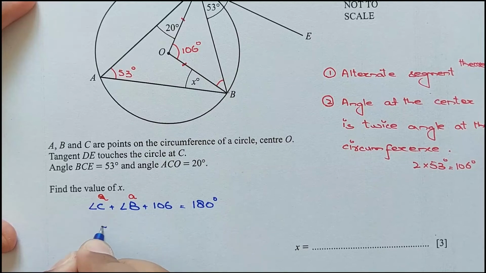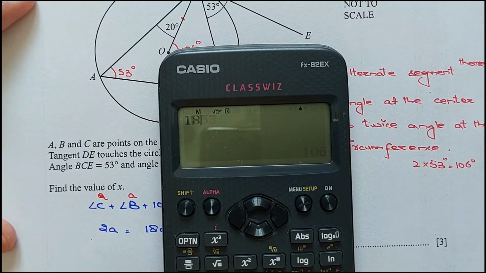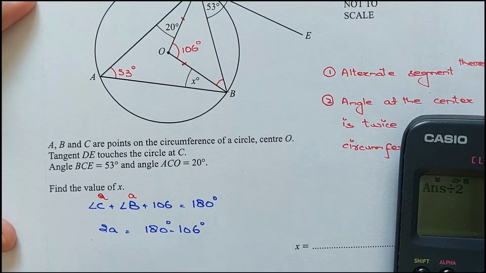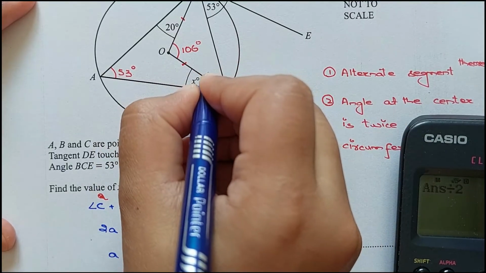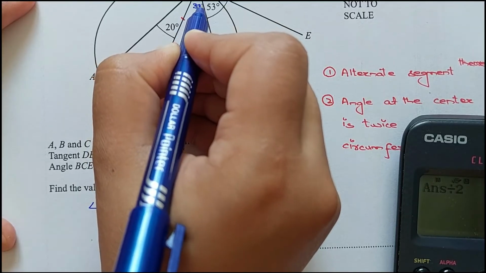So we can say 2 times A equals 180 take away 106, right? 180 minus 106 is 74, divided by 2, which is 37. So A equals 74 divided by 2. This is going to be 37. So this A is 37 degrees. This angle is also 37 degrees.